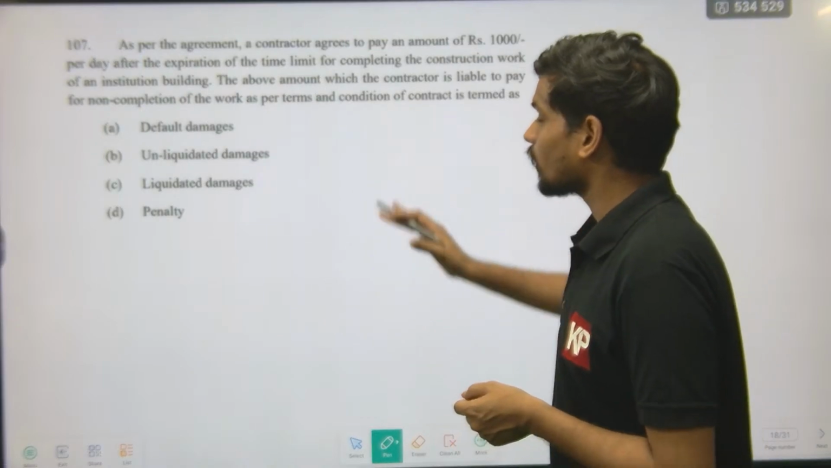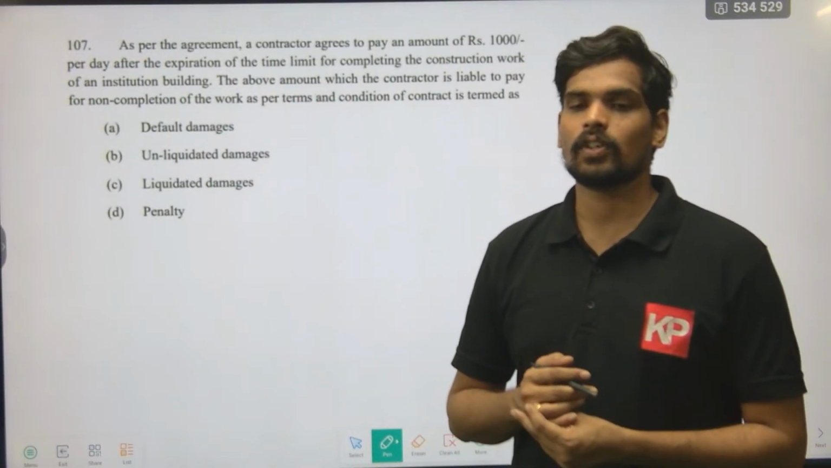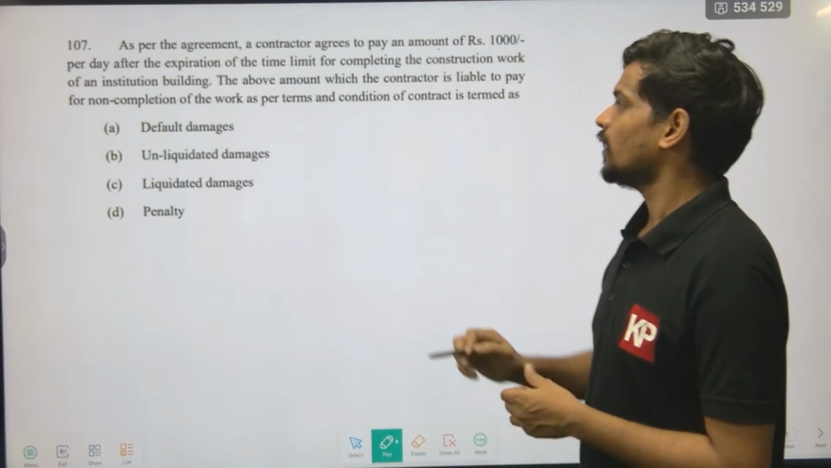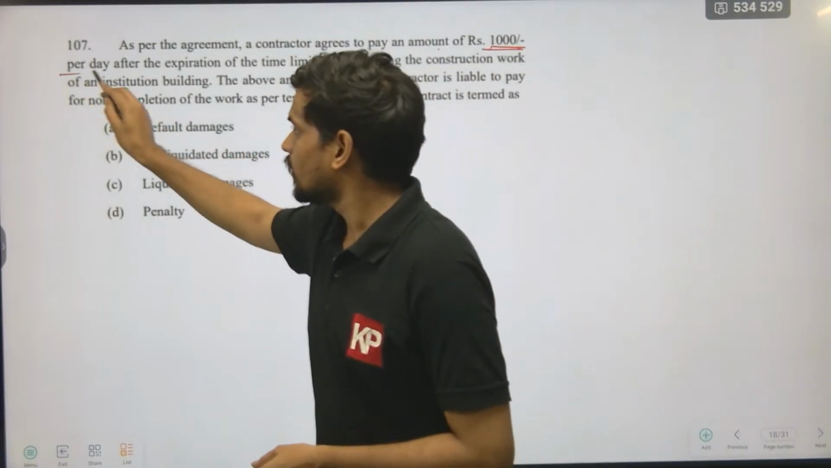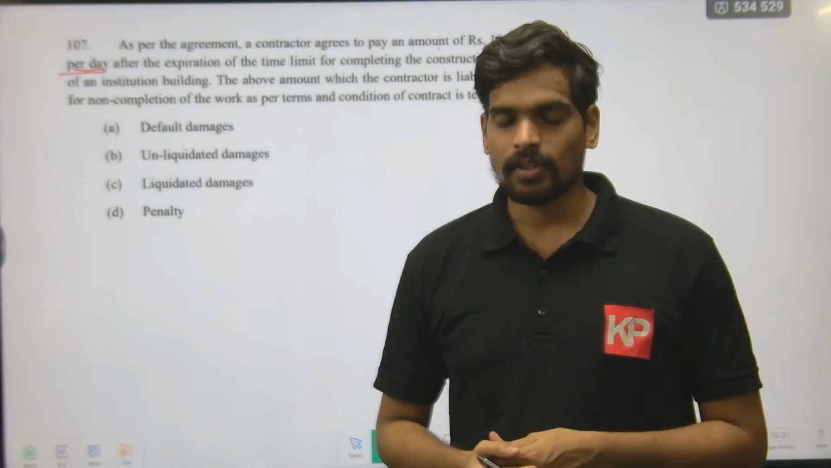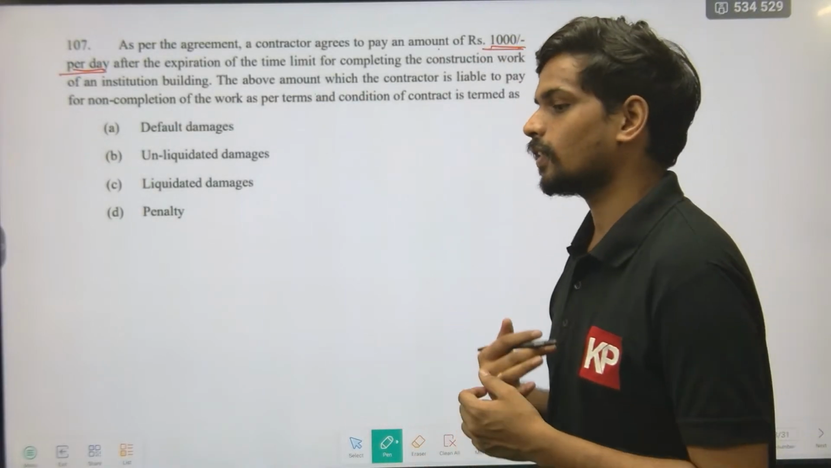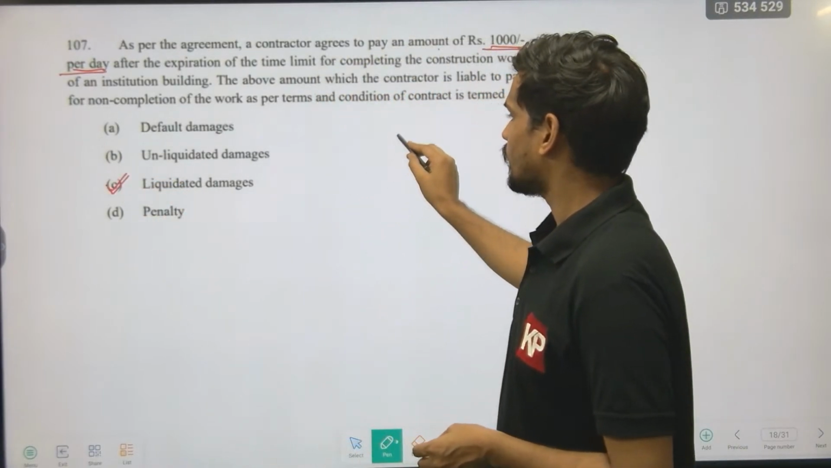So here they're talking about a situation where the contractor is breaching the condition of not completing the work on a deadline. So for that he'll need to pay amount after the day of expiration, and that is given as ₹1000 per day. So basically liquidated damage is a compensation which is paid by any breaching party if they breach the terms of the contract. So the appropriate answer over here would be liquidated damage.